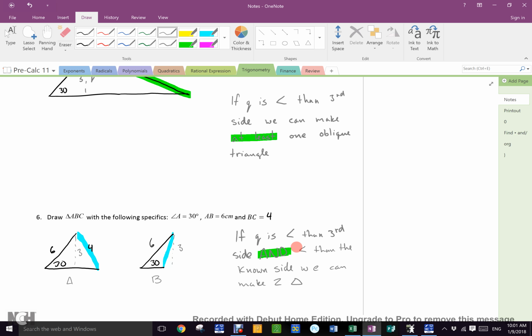Yeah, I got to change how we write this, because I was talking while I was writing it. So yeah, if Q is less than the third side, which is right, because Q was 3, that's less than 4. And the third side is less than the known side. Thank you. See, even explaining it is ambiguous, right?